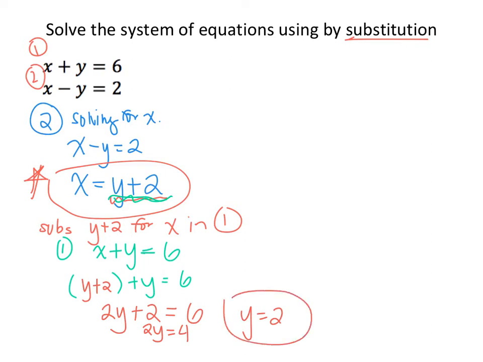That's already half of my answer. When I'm solving these, I need one x and one y, and I already have the y. What I'm going to do now is solve for x. I can do this by plugging my answer into either one of the originals. So I can plug it in here or here.